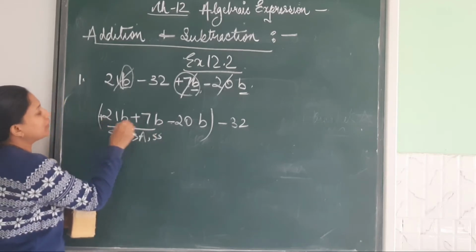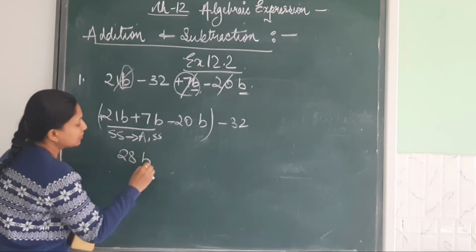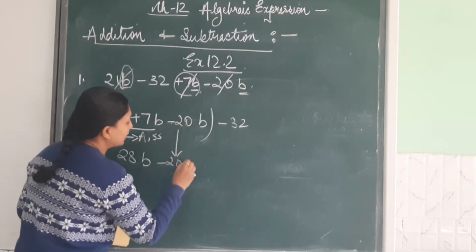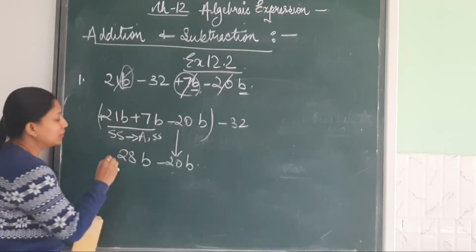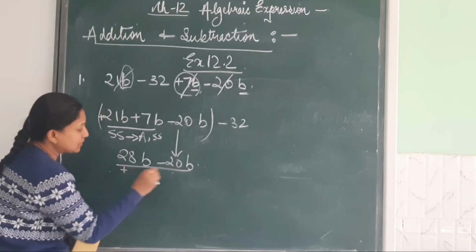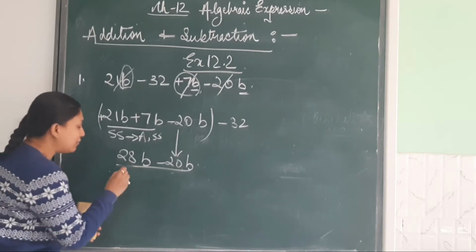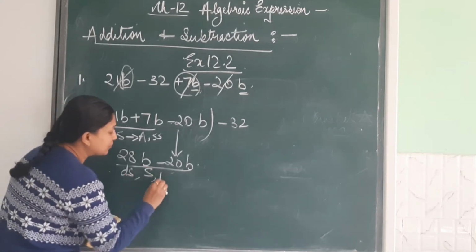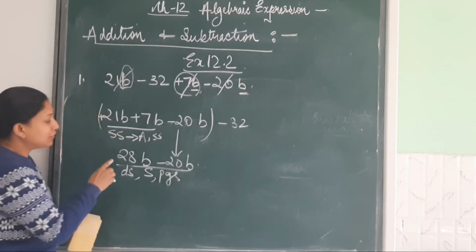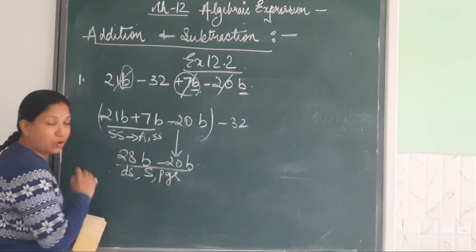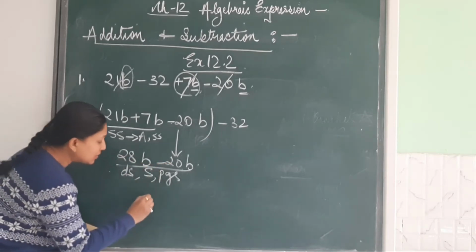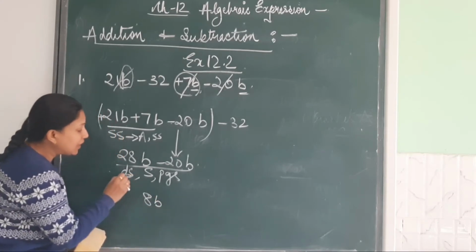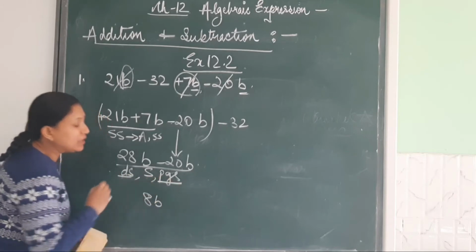Yes. So see, 21 plus 7, 28b. Again, what is this? We are left with minus 20b. So now again solve. Plus and minus, that means they have two different signs. So when we have different signs, what do we do? We subtract and PGS. First subtract, greater number minus smaller. 28 minus 20 is 8. Copy the variable. So we have seen a difference in sign. We have subtracted. Now PGS.